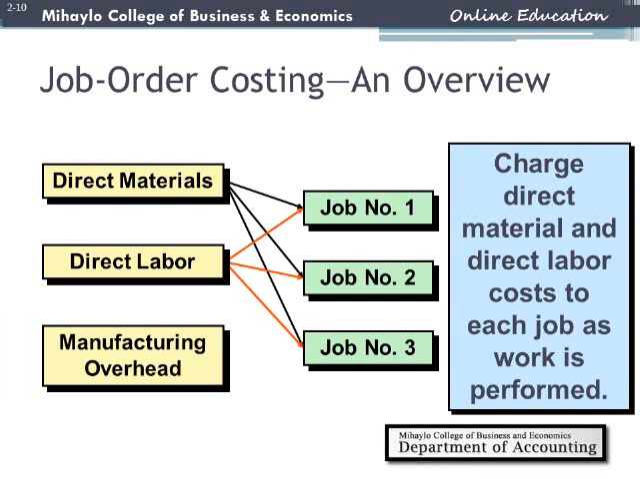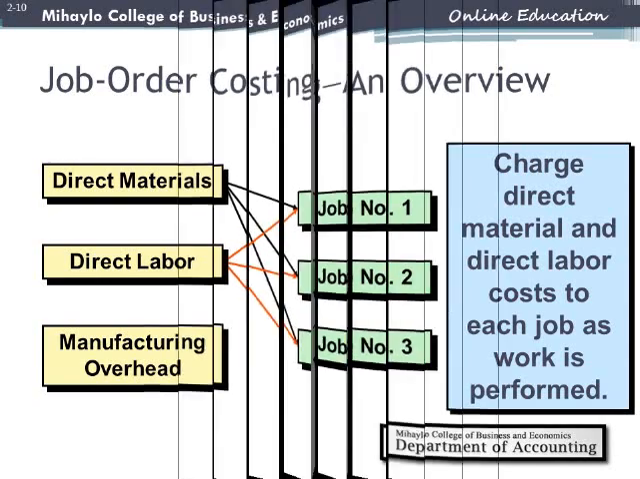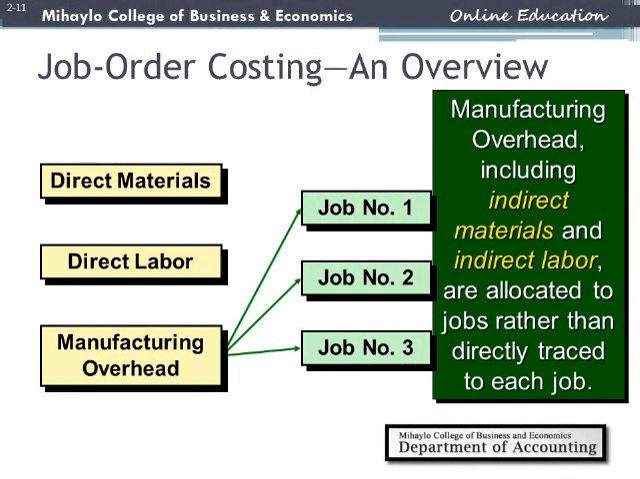In a job order costing system, direct materials and direct labor are both assigned to individual jobs on which the materials were used and the labor incurred. Manufacturing overhead includes indirect materials and indirect labor, as well as other manufacturing costs, like the power used to run the machinery in the factory. Manufacturing overhead cannot be traced directly to specific jobs. Rather, it is allocated to jobs on the basis of a predetermined rate. Overhead is applied to each job that's in process using the predetermined rate. We'll see how to calculate the rate in a few minutes.